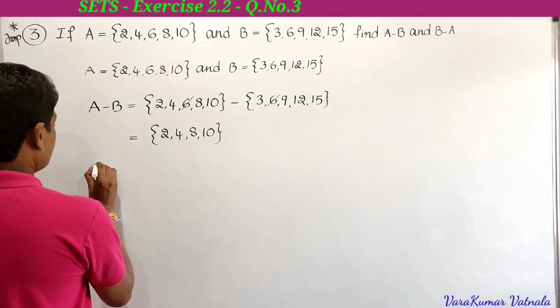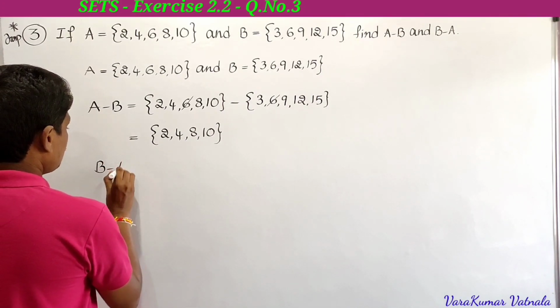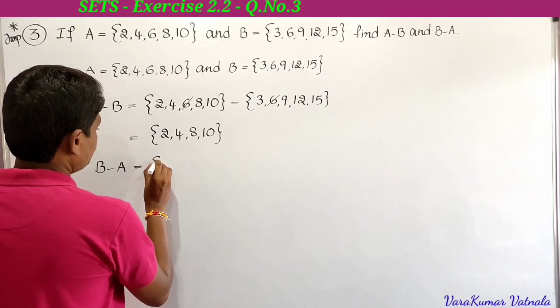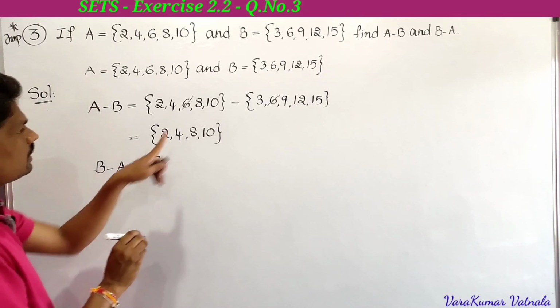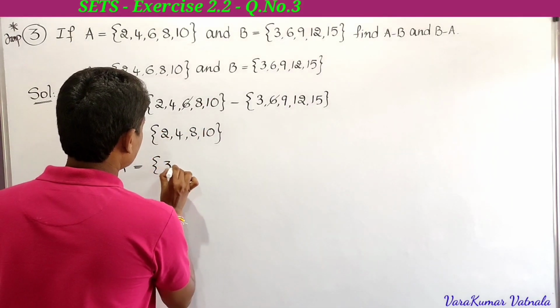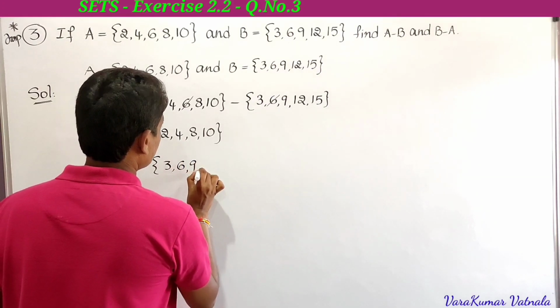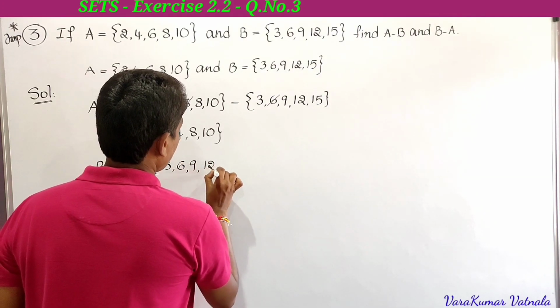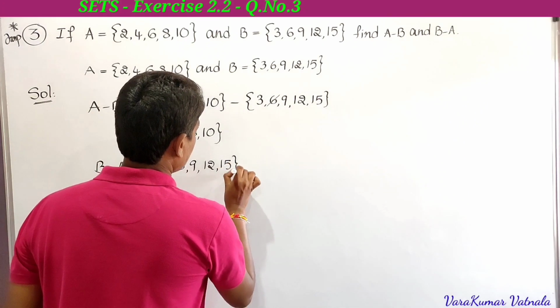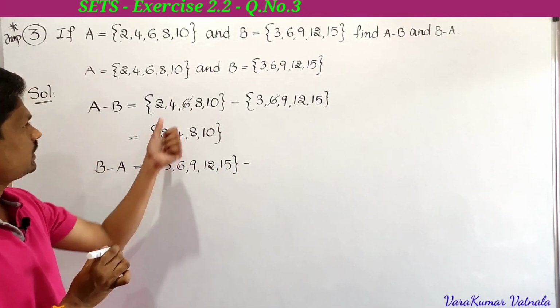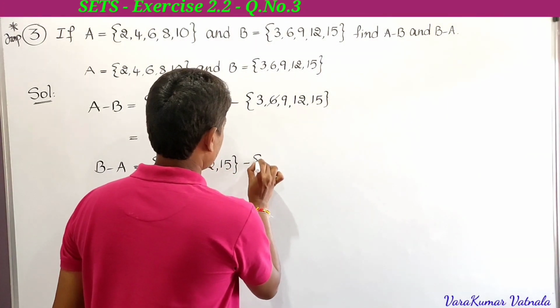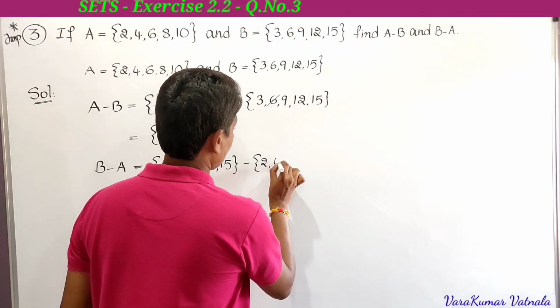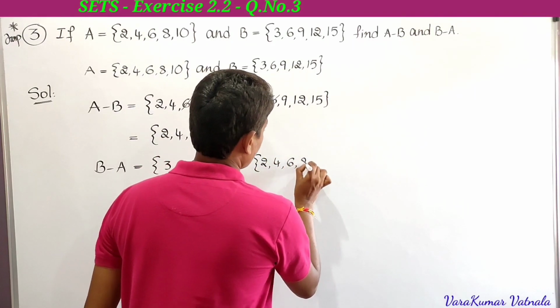Next we have to find B minus A. In the same way, first we have to write set B. So 3, 6, 9, 12, 15. This is set B, minus, next write set A here. Set A: 2, 4, 6, 8, 10.